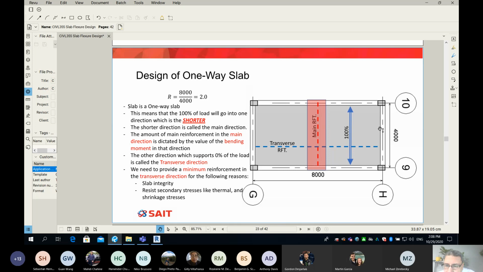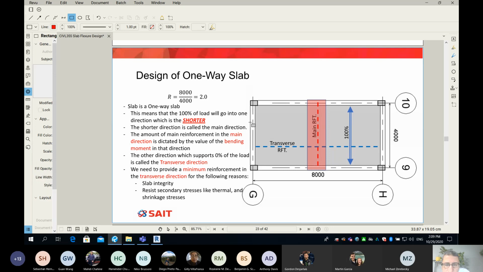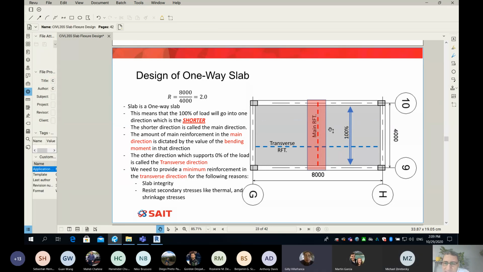What does it mean? It means the load will go 100%. Look at the name, 100% will go where? Into the stronger direction, which is the shorter. So you can see, look at my screen. Here I have 100% load going this way. And where is my design strip? What do you think? Should it go this way, or the other way? Should go the short way. Shortest one. Exactly. So my design strip will have to cover the load because 100% of the load goes this way.